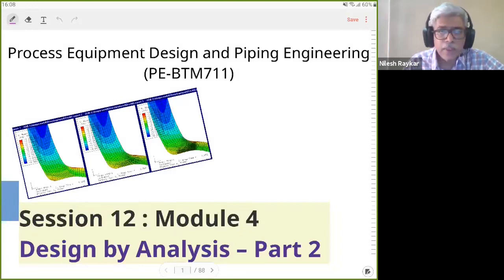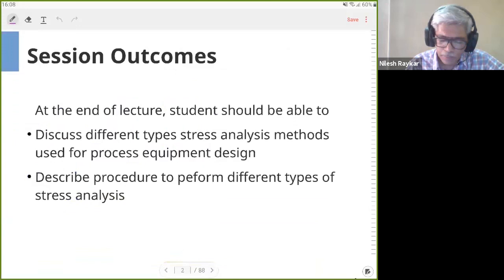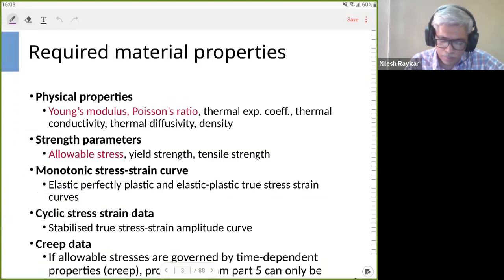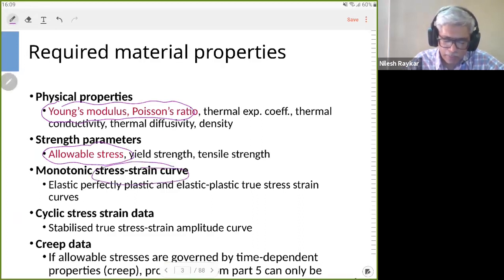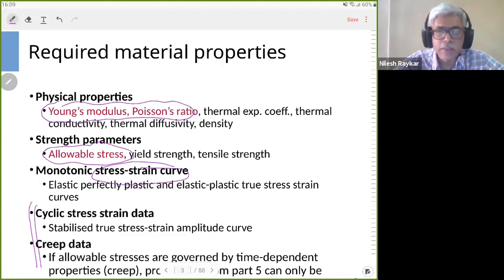So here we are going into more depth and considering the various finer details of the design by analysis. For doing the analysis, you require various properties. The essential ones are the material properties, including the modulus of elasticity, Poisson's ratio, and if you are doing it in plastic zones, then you will require the stress strain curve. And for fatigue and creep analysis, you will require additional data as shown here.